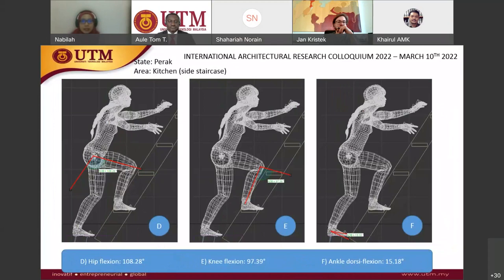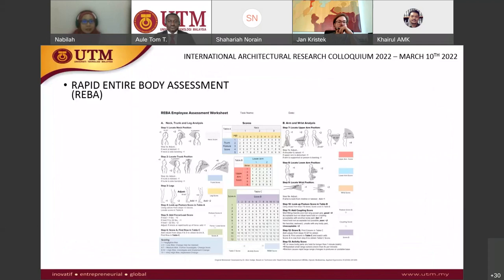The next analysis was to carry out a Rapid Entire Body Assessment. This assessment allows us to calculate the weight and how long the user carries out the activity in order to provide a score, a REBA score. So the higher the score, the more unergonomic the furniture is. The best REBA score would be 2-3, which would indicate that the furniture is ergonomic.